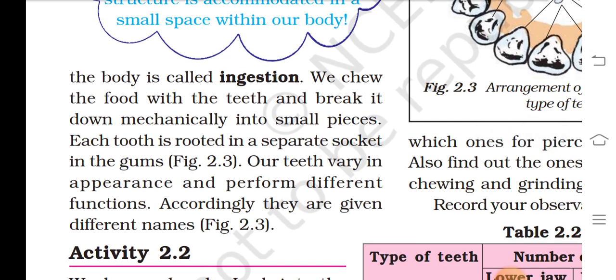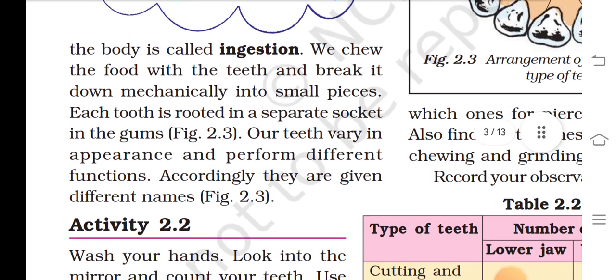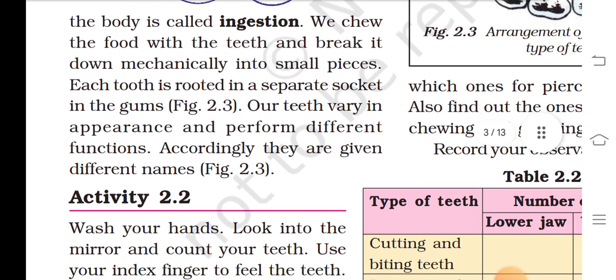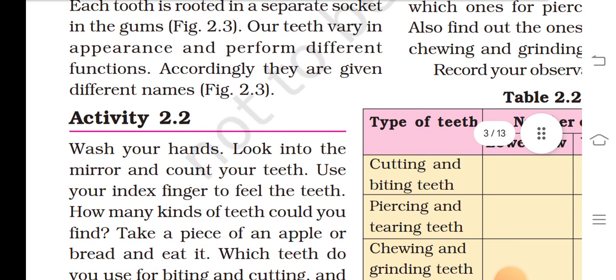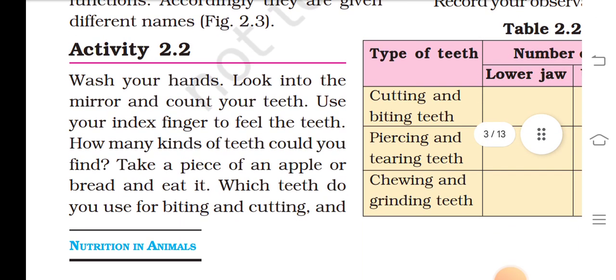We chew the food with the teeth and break it down mechanically into small pieces. Each tooth is rooted in a separate socket in the gums. Our teeth are of various appearance and perform different functions accordingly. They are given different names. Wash your hands, look into the mirror and count your teeth. Use your index finger to feel the teeth. How many kinds of teeth could you identify?